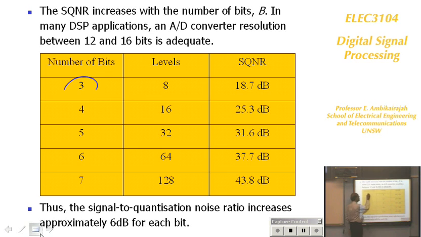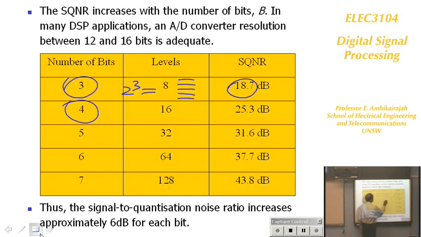If you use 3 bits, that's 2 to the power 3, which is 8 levels, 1, 2, 3, 4, 5, 6, 7, 8 levels, your signal to quantization noise ratio is 18 dB. If you use 4 bits, which is 16 levels, it's 25 dB. And so on, and with 7 bits, 128 levels, it's 43 dB.